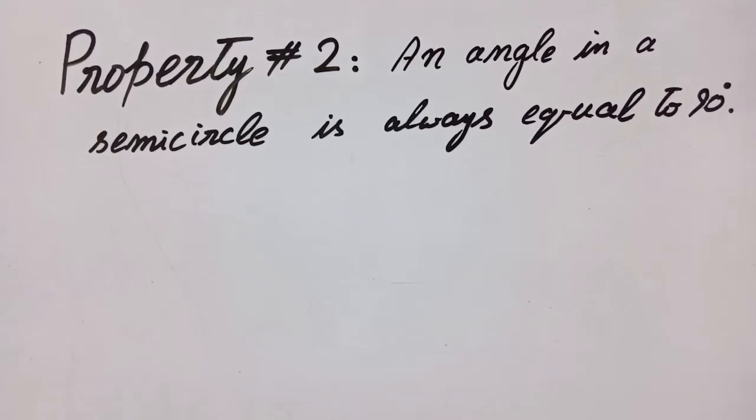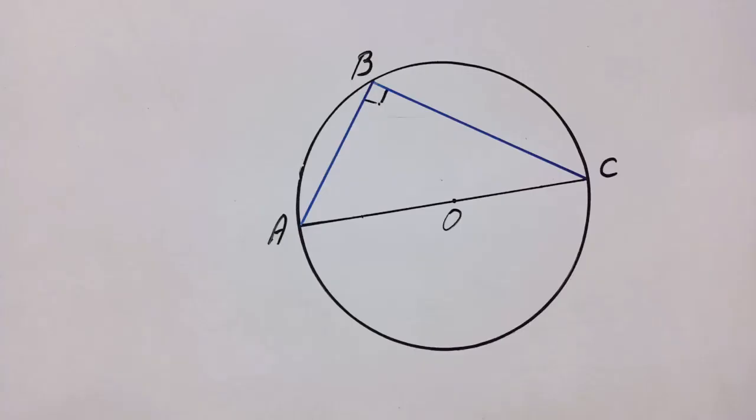Second property: an angle in a semicircle is always equal to 90 degrees. This is a circle with center O and the angle ABC is an angle subtended by the semicircle. So this angle ABC is a right angle. An angle in a semicircle is always equal to 90 degrees.